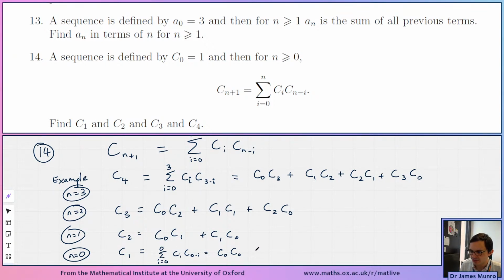Ah, brilliant. Okay, so I know that this is 1, and then this is 1 plus 1. 1 plus 1 is 2. Welcome to the Oxford MAT Livestream. And then this is something like, gosh, 2 plus 1 plus 2 is 5. And then this is, after a lot of work, 14, I think.